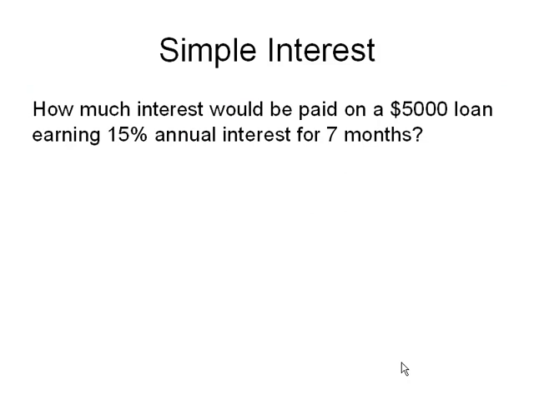So using that formula, how much interest would be paid on a $5,000 loan earning 15% annual interest for 7 months? First thing we need to do is identify what parts of that formula we have. So we know that P is equal to 5,000 because that's the original amount of the loan, the principal. R is equal to 0.15 because I've written the 15% as a decimal. And T is equal to 7/12. It was written here as 7 months, but remember we need to convert it to years. So in terms of years, 7 months is 7/12 of a year.